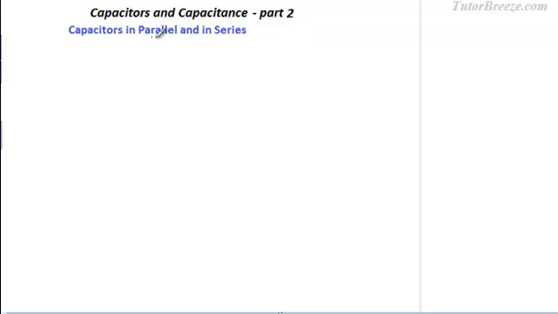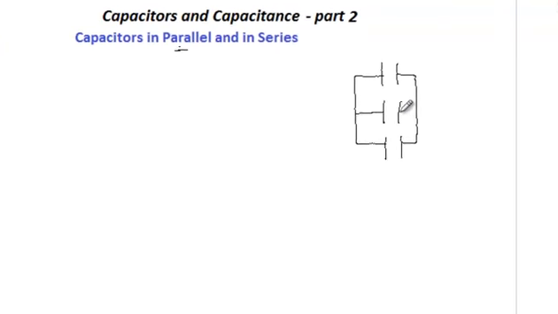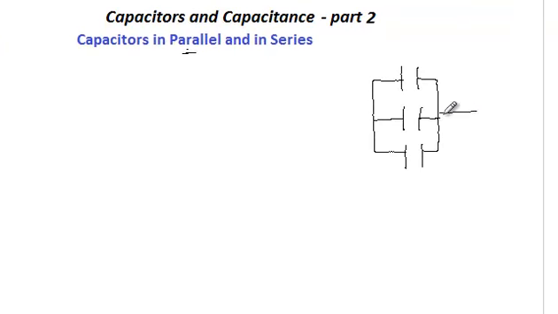Now, we'll first take a look at a parallel combination of capacitors. Let us take, say, 3 capacitors which are joined in parallel. It's not important how they are drawn, but you have to see how they are connected. They might not look in parallel, but you have to see how they are connected to figure out whether they are in series or in parallel.